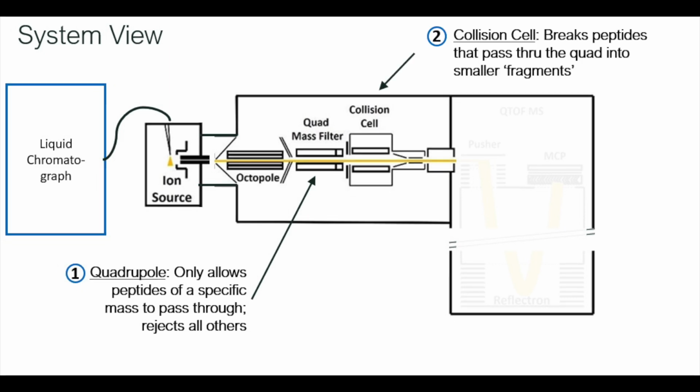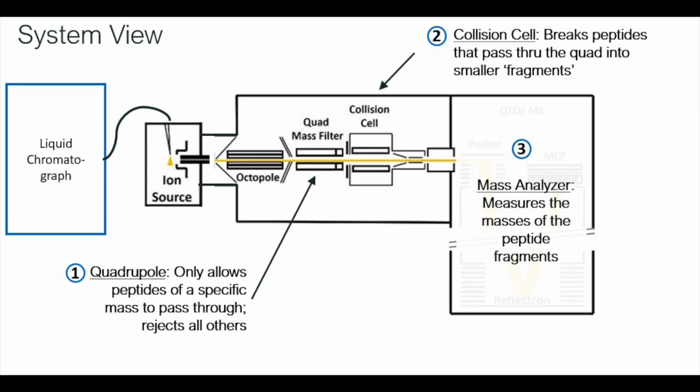The second is the collision cell. The objective here is to break up the peptide into even smaller pieces so we can measure them. This is commonly accomplished by colliding the ionized peptides with an inert background gas, causing them to break apart in a repeatable manner. The third and final stop is the mass analyzer, where the mass of the individual peptide fragments is precisely measured. We will use this data to piece back together the sequence of the precursor peptide, which we can then use to identify the protein that it came from.